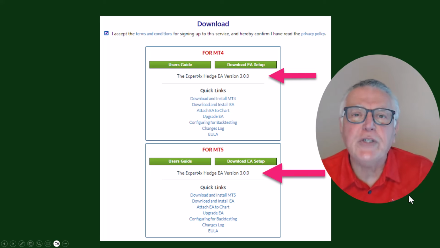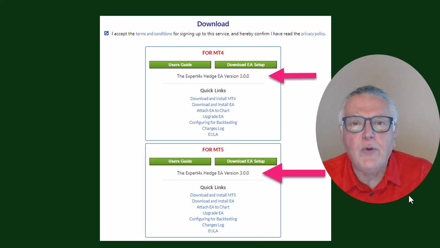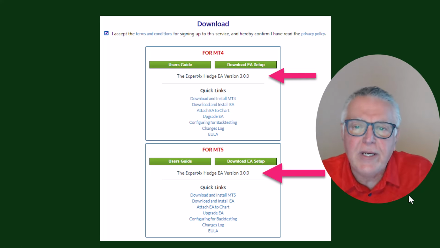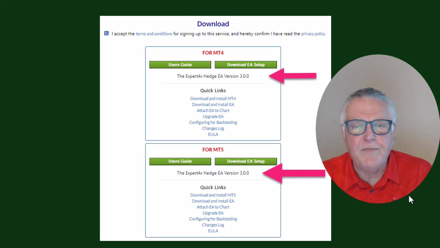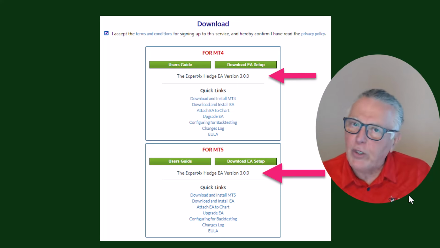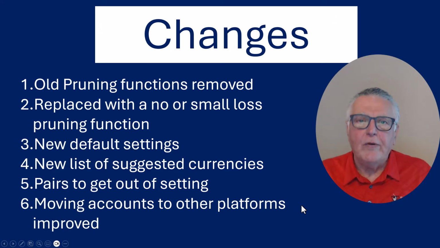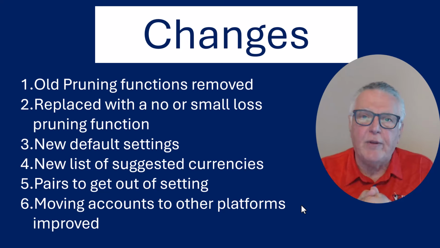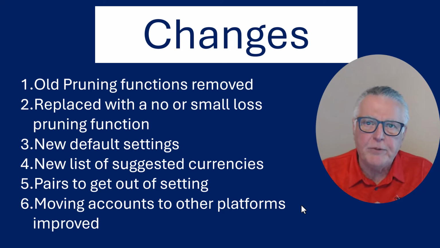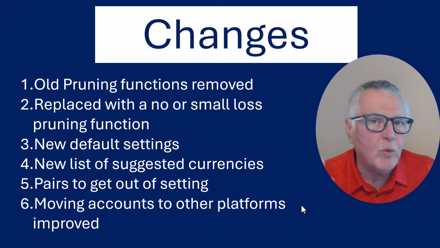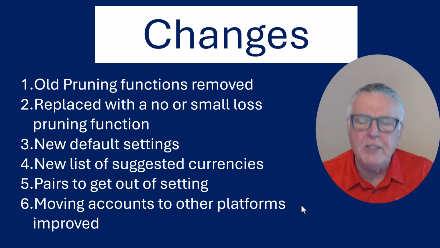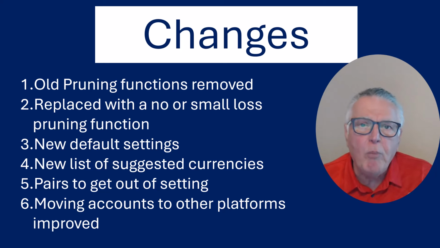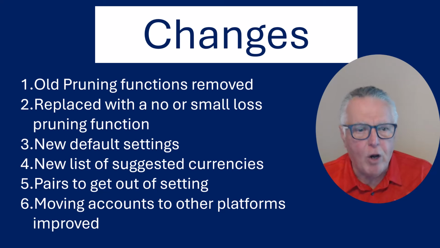And the new version is version 3. You can download that from EA Factory. There's an MT4 and an MT5 version, and I'm going to go through the changes that we've made. Firstly, we've taken all the old pruning options out. There were 3 previous pruning options, and we've replaced them with one single pruning option, which is a small profit or small loss option.